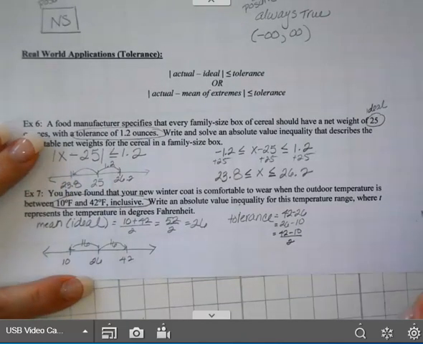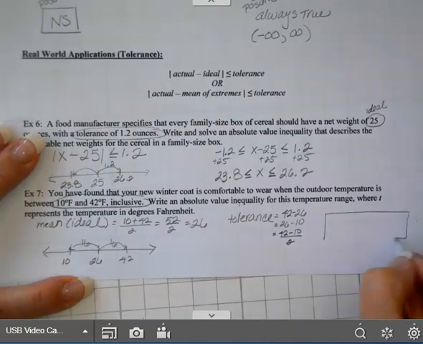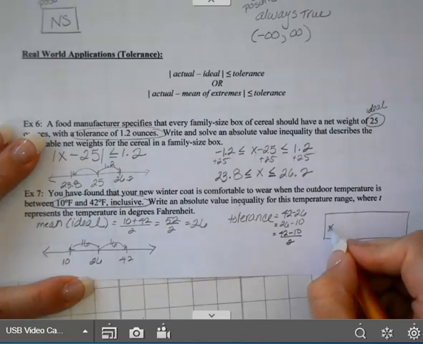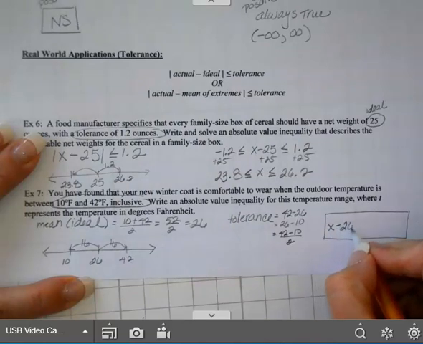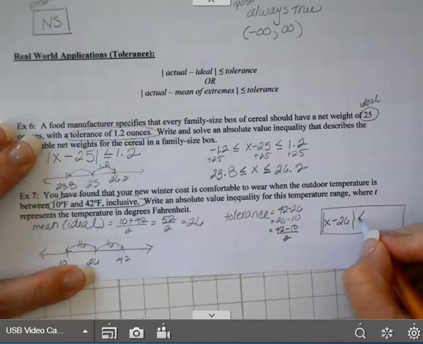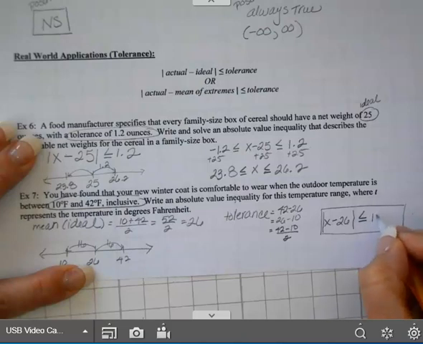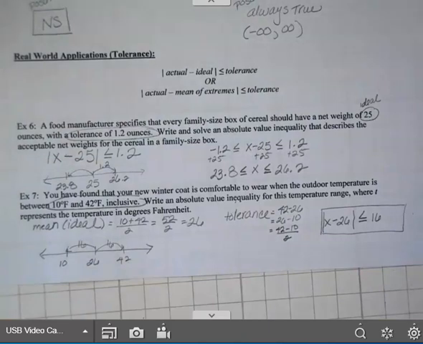They asked us to write an absolute value inequality. So let's go ahead and do that. I have T minus my mean, which is 26, and that's in the absolute value. Tolerance is always less than or equal to. And then my tolerance in this case we found was 16. That will finish this day of notes.